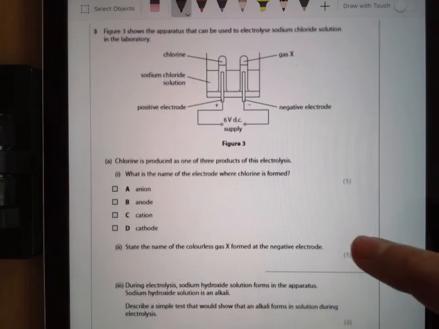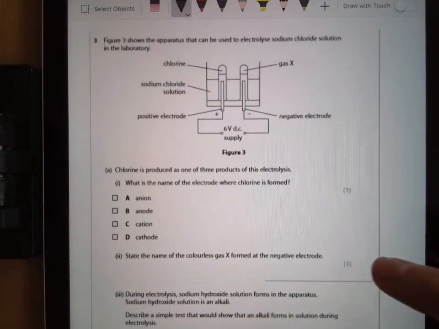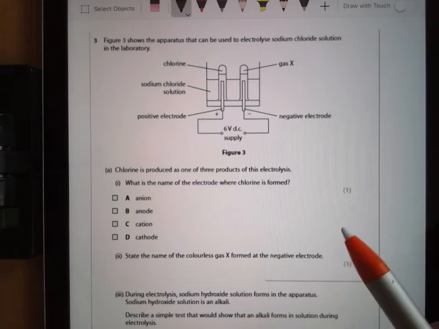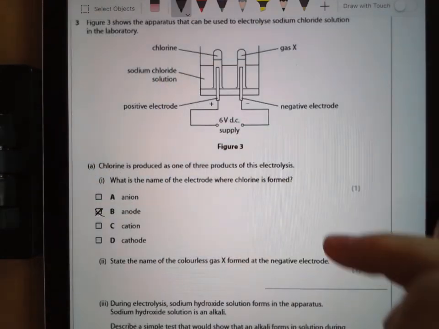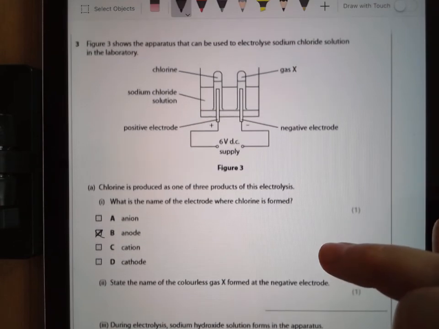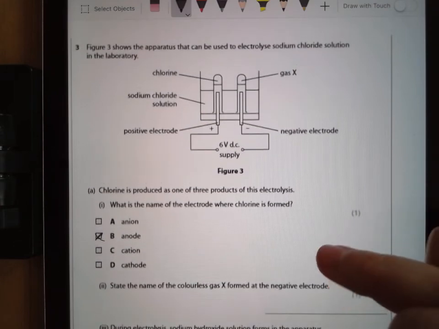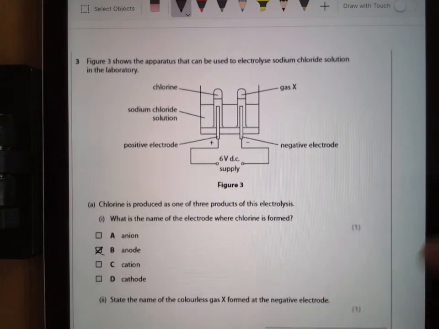If I scroll down to figure 3, okay, chlorine is produced at one of these products. What is the name of the electrode where chlorine is produced? So I know that chlorine is negatively charged. It's going to be attracted to the positive anode. The name of the colorless gas formed at the negative electrode. The negative electrode is the cathode, okay?